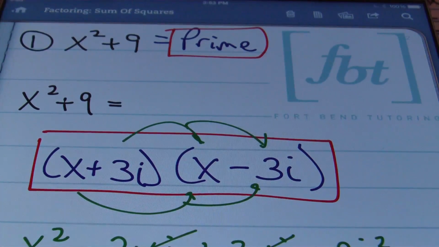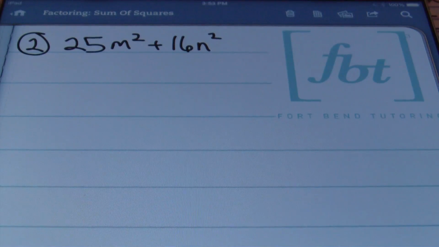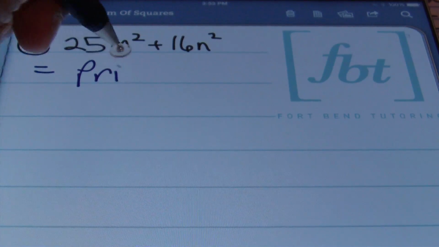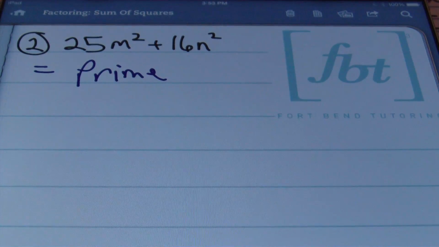Let's move on to the next one. In our next example, we have 25m squared plus 16n squared. So I do recognize that the first term is a perfect square. I also recognize that the second term is a perfect square. We got a plus sign in between them. So therefore, this is a sum of squares. So once again, depending on your course, this answer will be prime. You can't factor this using real numbers.